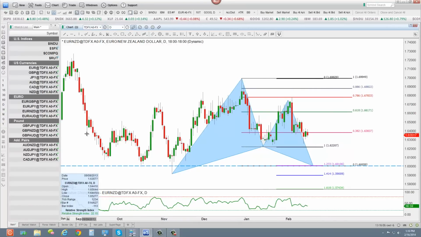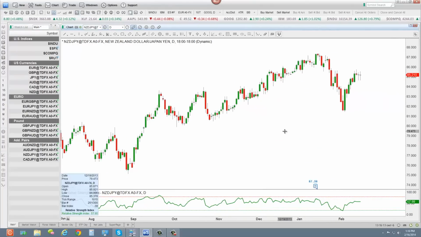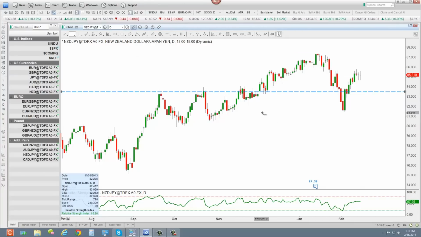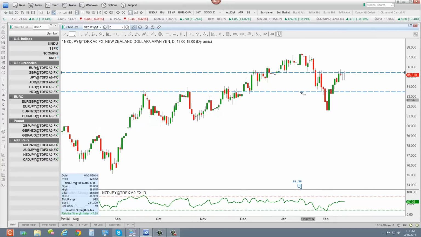So let's bump over now to New Zealand Yen, and we're going to talk a little bit about this. Now, this market has made a very significant pullback. We actually made a pullback beyond the previous structure resistance level here. And now the market has rallied up, and if you look, we've run into a resistance level around here.